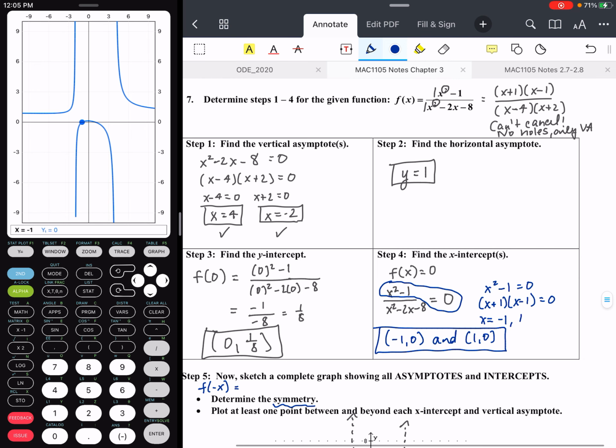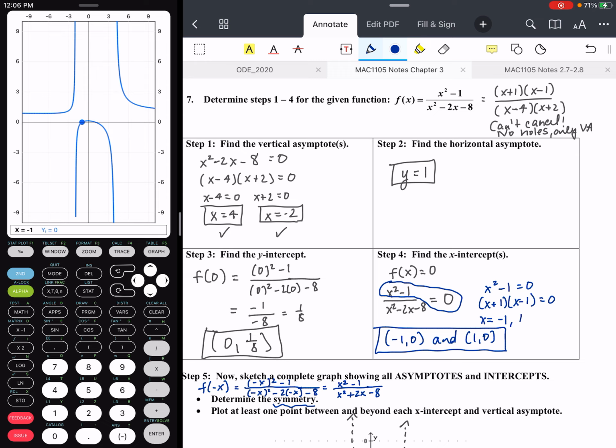So for this function, let me just clean it up a little bit because I sketched on it. So f of negative x equals negative x in parentheses squared minus 1 over negative x in parentheses squared minus 2 times negative x and then minus 8. Negative x in parentheses squared is positive x squared, minus 1. And then negative x in parentheses squared is positive x squared. Negative 2 times negative x gives me positive 2x. And then I have my minus 8.